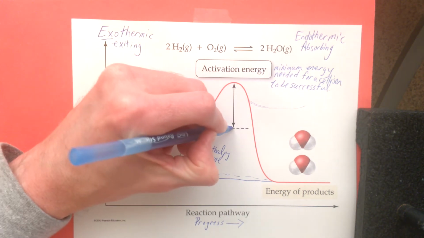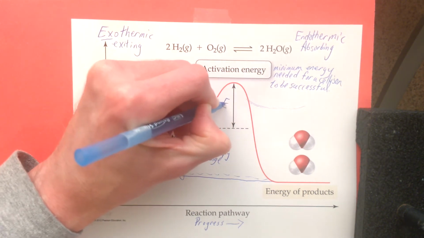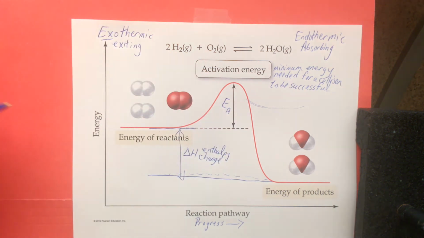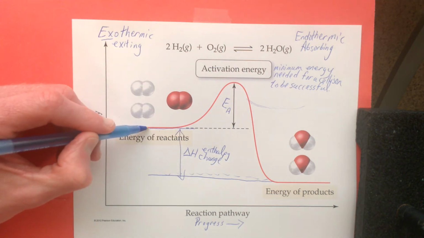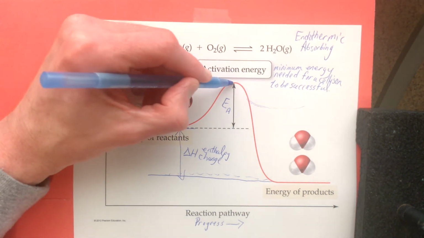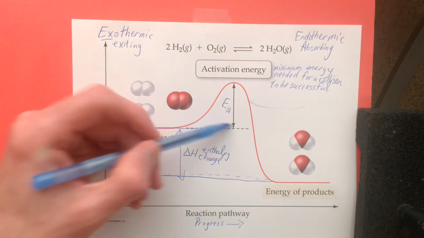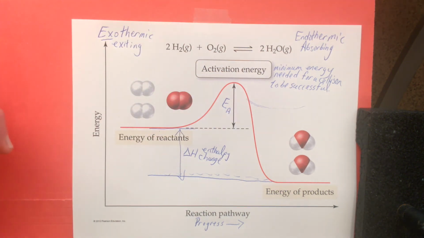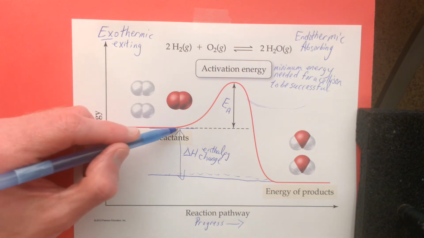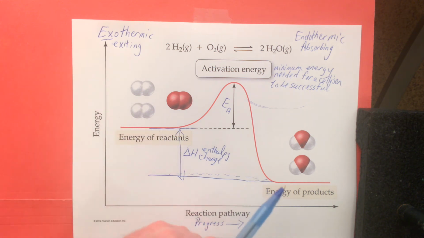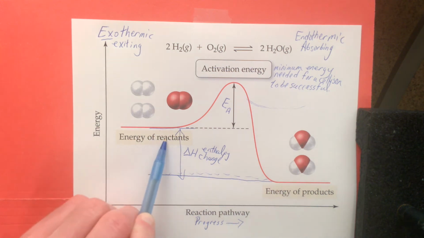It's always the height of this hill. Sometimes you'll see them label it with an E and a subscript A for activation. So if you see that, it's just the height of the hill from the original reactants' energy value to the top of the hill. That's the activation energy. The enthalpy change, the heat of reaction, is the energy difference of the products and the reactants.